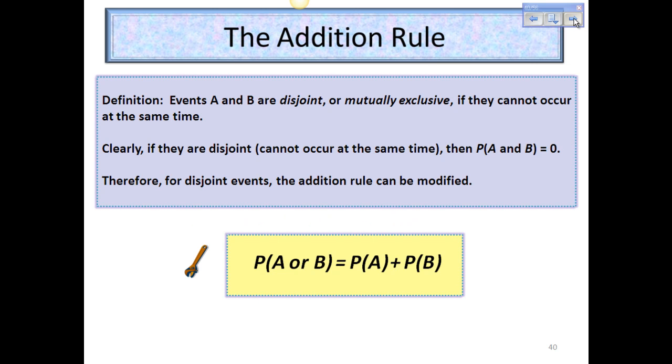Because if A and B do not occur together, we can get away with just adding the probability of A to the probability of B and being done. And that's the case because the probability of A and B occurring together would be 0. And if you subtract 0 from something, it's just that something, correct? So, events A and B are disjoint, or what we call mutually exclusive, if they cannot occur at the same time. Then we can modify the addition rule to the one you see currently on the screen.